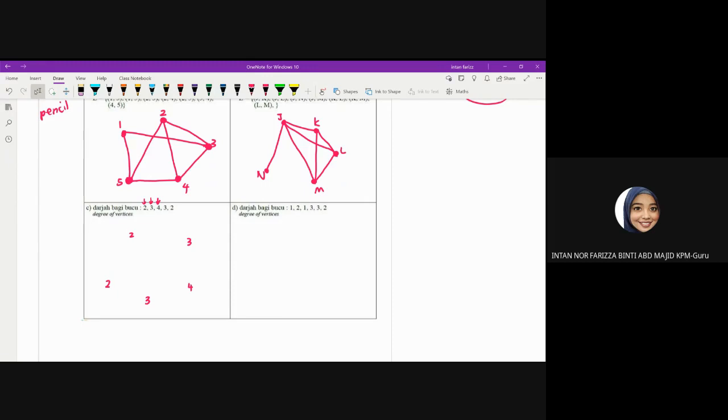So what kind of graph are you supposed to draw? Look at the instruction again. It is a simple graph. Remember, you cannot have any loops or multiple edges. So when you have listed out all the degree of vertices, okay, we're going to start off with the highest number, which is 4 here. So 4, that means 4 branches coming out from this one. 1, 2, 3, 4. Okay, where is this destination?